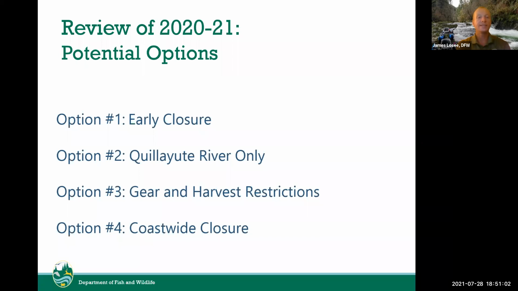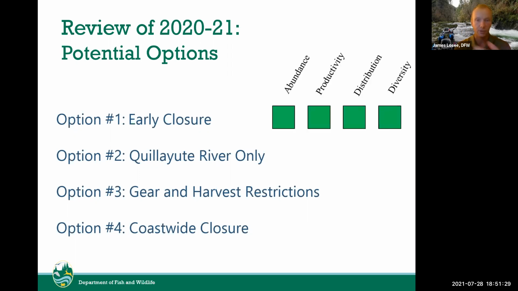And the way we faced that is we laid out a few potential options just to build discussion around how we should move forward. So we had an early closure option. We had an option where we take the most robust population and focus our fishing pressure around it. That's the Quileute. We had gear and harvest restrictions that were discussed. And then option 4 was just to close these rivers, and that provided the greatest confidence that we would meet our management objectives.